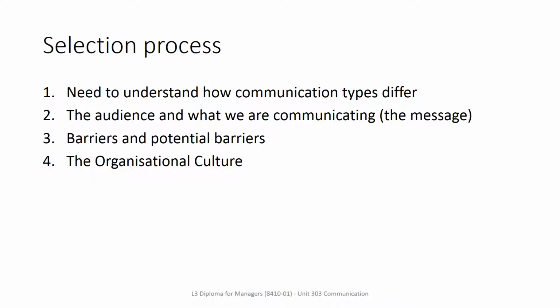We need to consider the audience and what we are communicating. So what's the message we're trying to get across and who is receiving it? We need to consider barriers and potential barriers, and that may relate to the audience or the message. And then we need to take effect of how the organizational culture could affect it. So are we in a situation where people are in an organization where nobody reads anything and then we're sending out written communication? So that would be a barrier. And we'll look at that in a bit more detail in the future slides.